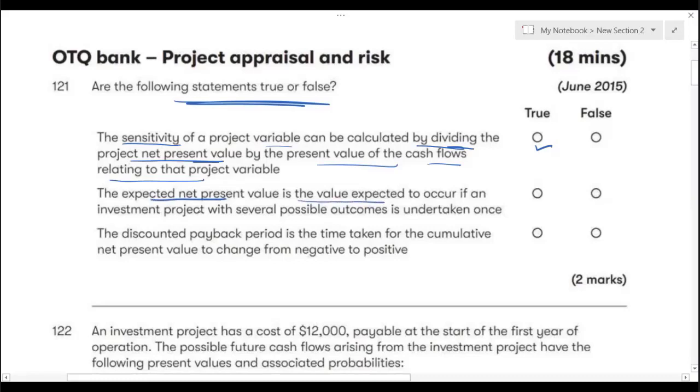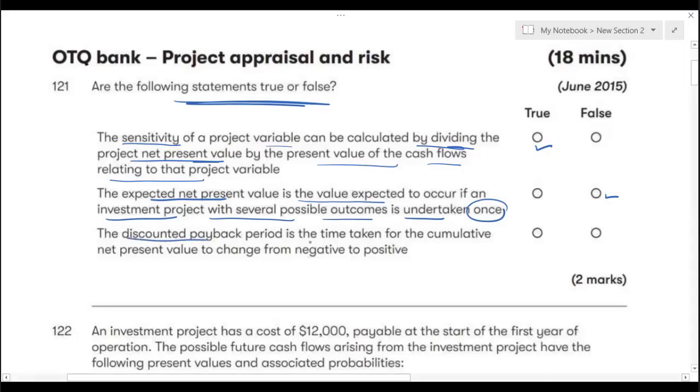The expected NPV is the value expected to occur if an investment project with several possible outcomes is undertaken once. Incorrect. Expected value of NPV can occur if an investment project with several possible outcomes is undertaken many times. If you take it many times, then there is a possibility that at least one time you will get the same result. But if you are doing the same activity many times, then expected value may occur. Otherwise, it will not occur in once. So statement 2 is incorrect.